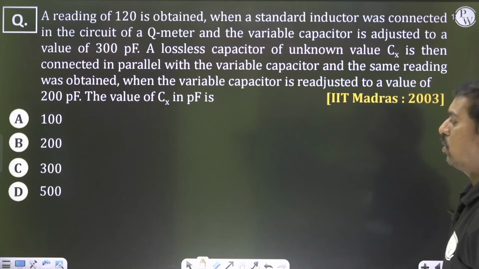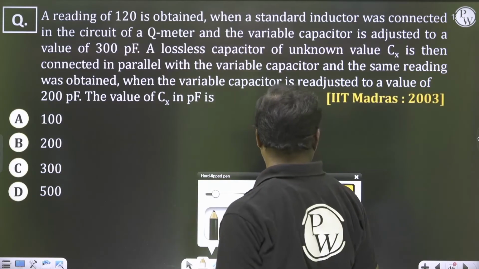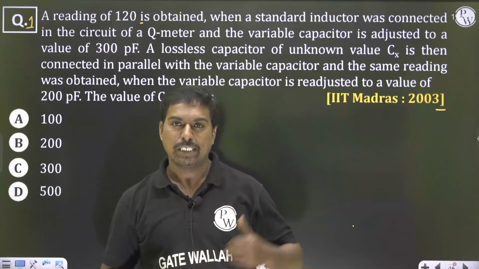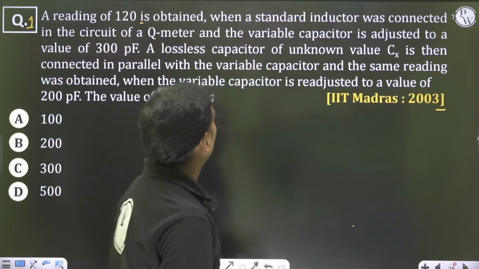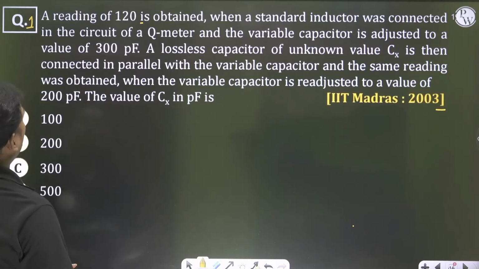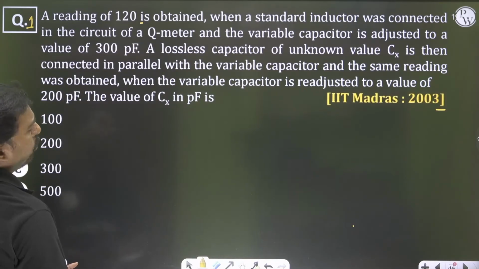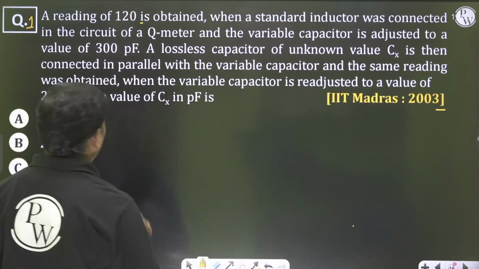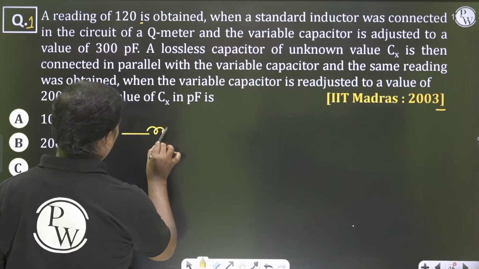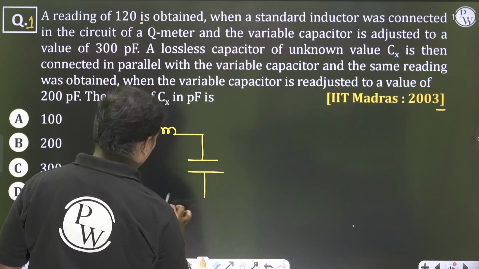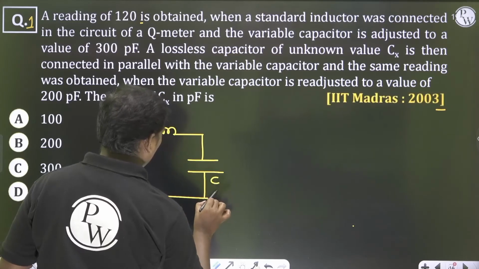Now let us start the questions. So first question I want this. Now we'll see this problem. A reading of 120 is obtained when a standard inductor was connected in the circuit of a Q meter and the variable capacitor is adjusted to a value of 300 picofarad. That means, when there is an inductor connected, there is a capacitor in the line.